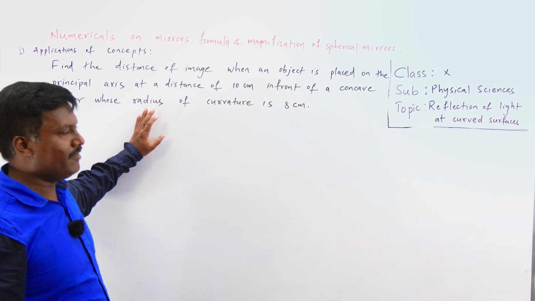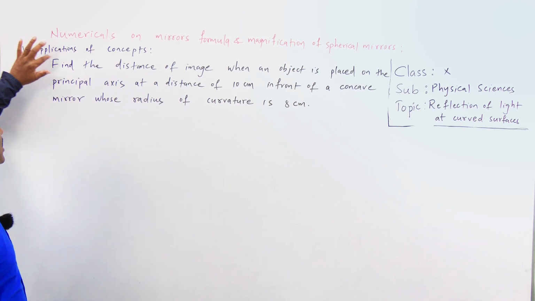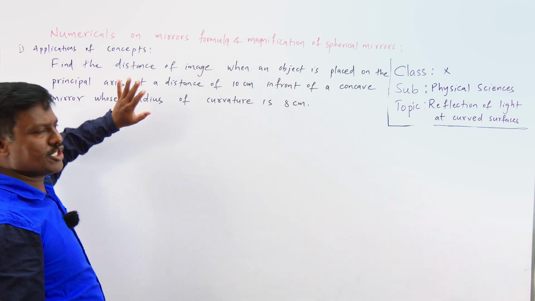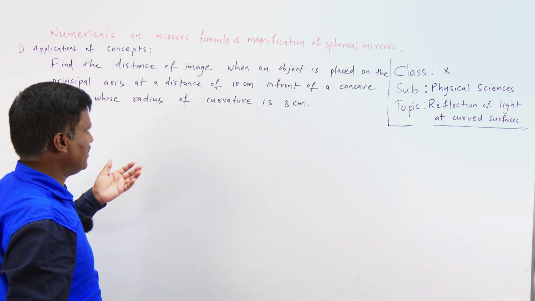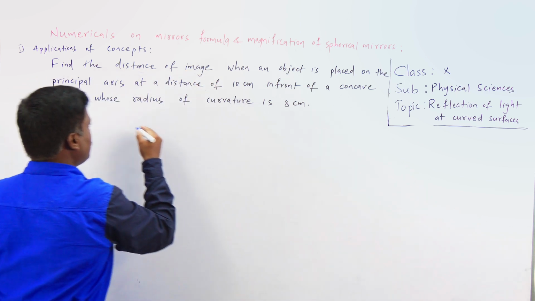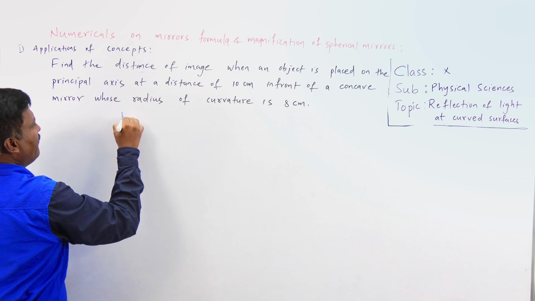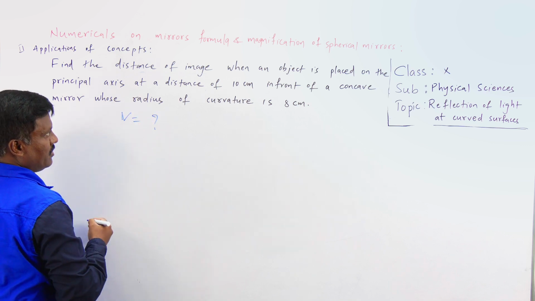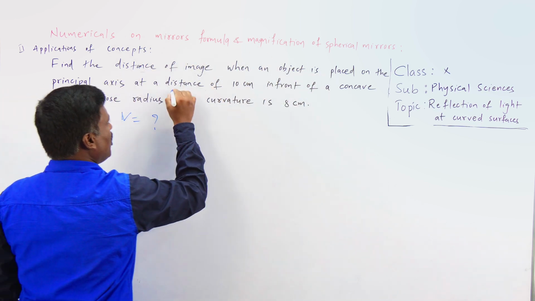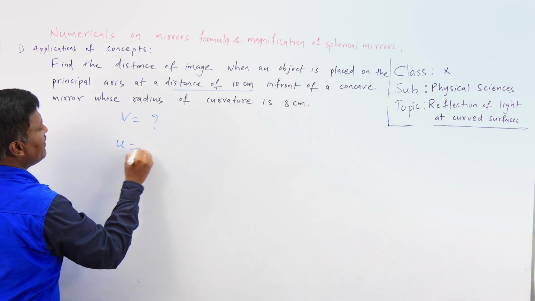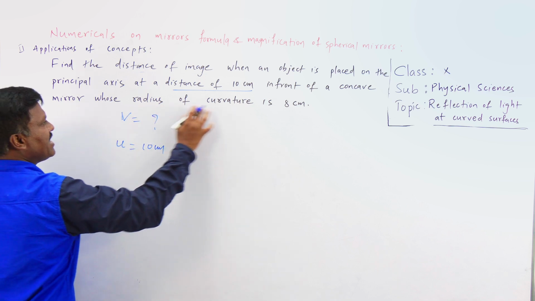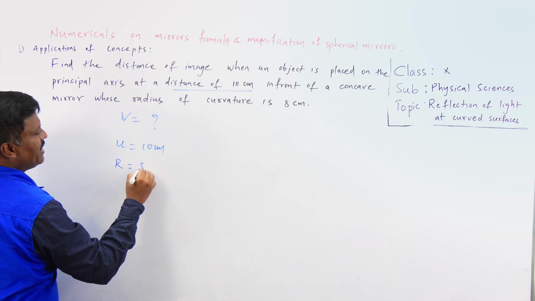This is a problem which we have in the second bit, applications of concepts, first problem. First we are solving the textbook numericals, then I will give you some extra numericals in the next part. Find the image distance, so v is equal to question mark. An object is placed on the principal axis at a distance of 10 centimeters, so u is given as 10 centimeters, in front of a concave mirror whose radius of curvature is 8 centimeters.